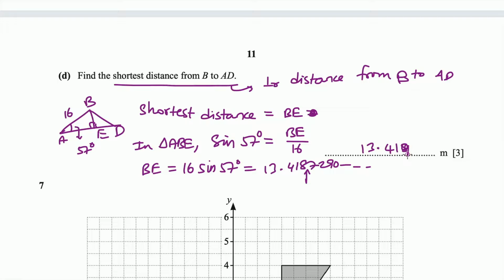As you see, this question is okay. It will take some time, but it is easy to do.